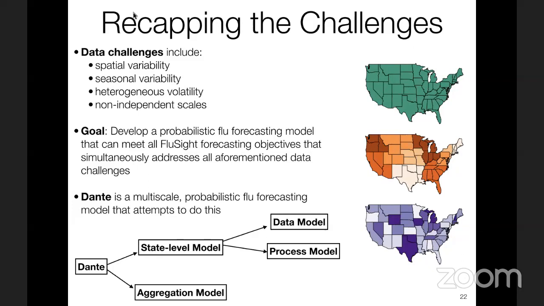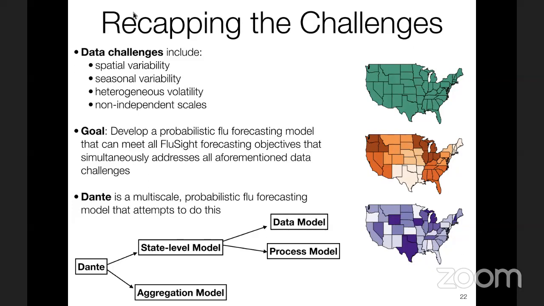You can think of Dante as broken up into two submodels. There's a state-level model and an aggregation model. So we're going to do modeling at the state scale, and then we're going to take those state forecasts and aggregate up regionally and nationally. And then the state-level model is partitioned into a data model and a process model. This is very similar to the previous strands of work I've done, by treating this as a state space model.